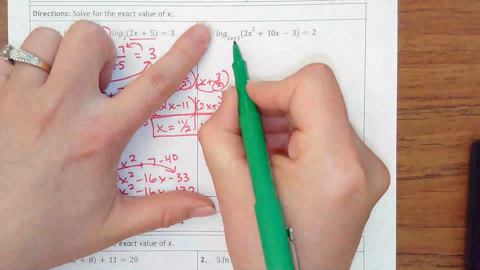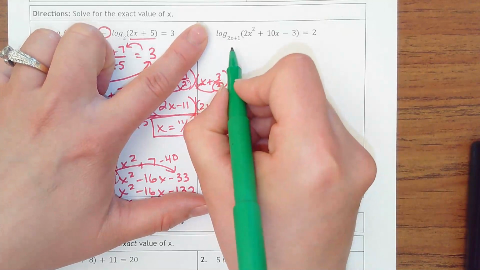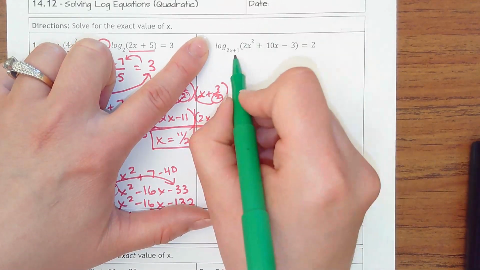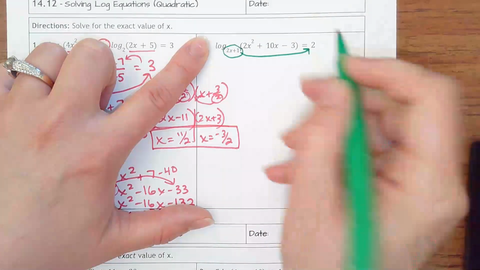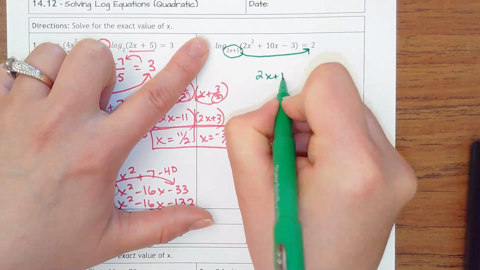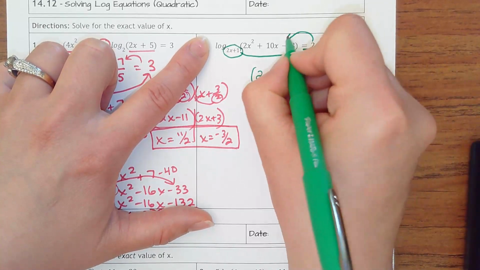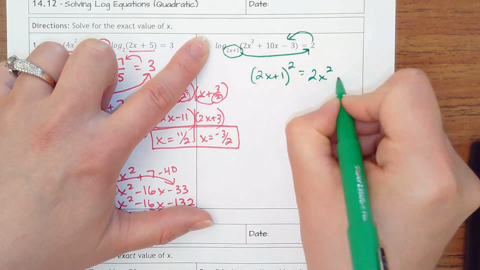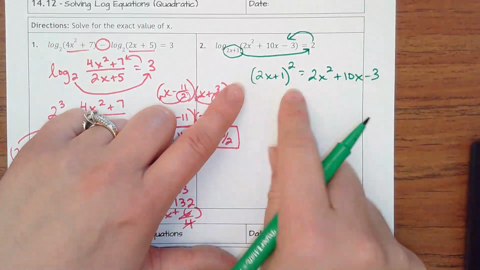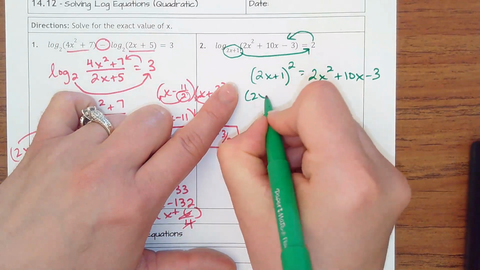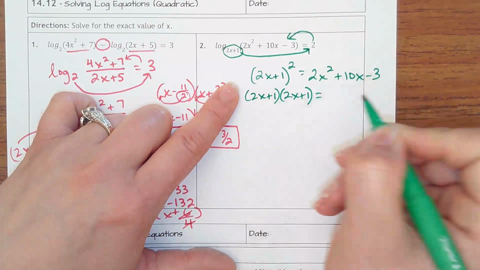We've got a single log already. See, log's only written once, so I'm ready to turn this into an exponential problem. Here's my base raised to the second power. So I've got to put parentheses around this whole base, squared, equals this 2x squared plus 10x minus 3. Okay, be careful on this. We know that the squared means that you're actually writing this out twice and FOILing. Or we should know that.